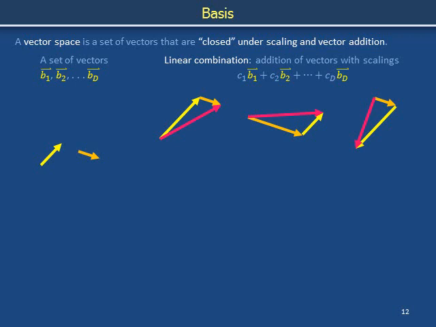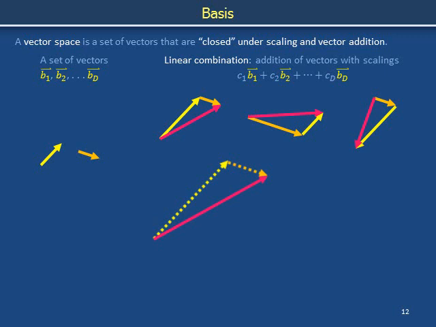Let us persuade ourselves that this collection is a vector space by thinking about scalar multiplication and vector addition. Scalar lengthening of this pink vector can be visualized by scalar multiplication of the yellow and orange pieces from which it was constructed. The dashed yellow and orange vectors are scaled versions of the original yellow and orange vectors at the left-hand side of the slide. So the enlarged pink vector is obviously still a linear combination of the original yellow and orange vectors.